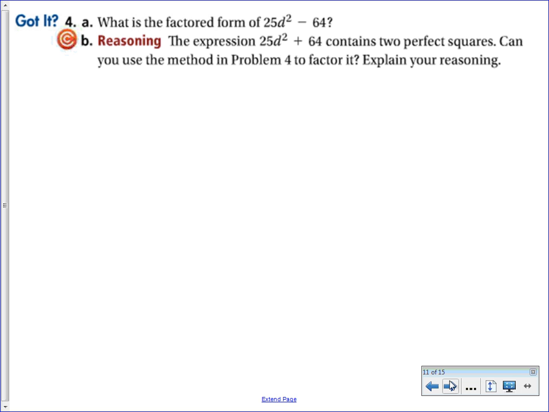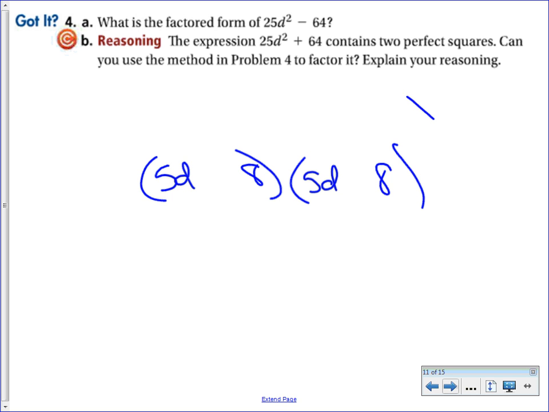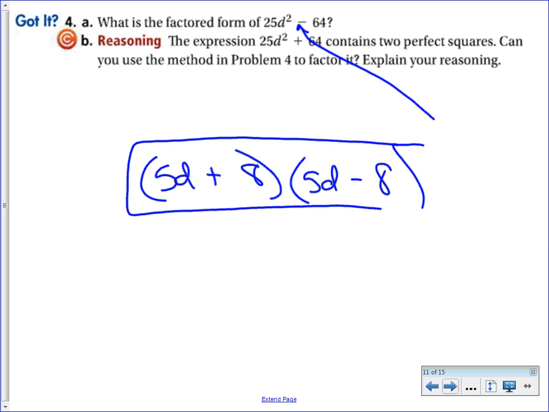The top one up there, 25d squared. Think to yourself, can you take the square root of 25d squared? It is 5d. Can you take the square root of 64? That's 8. Making sure this is a negative right here. Now we can continue. One of them is a plus, the other is a minus. We got our answer. If this was not a negative right here, we couldn't do the problem.